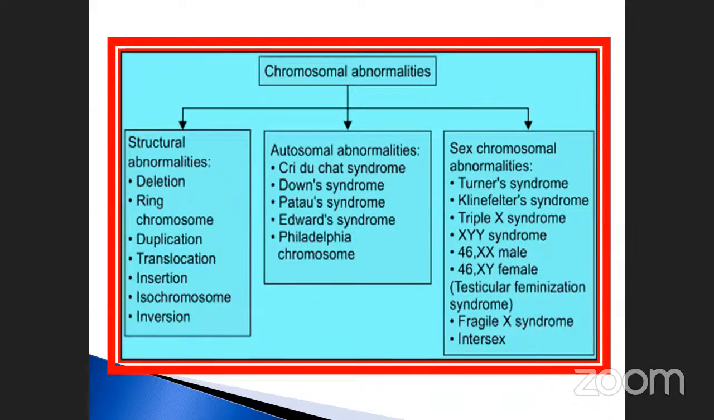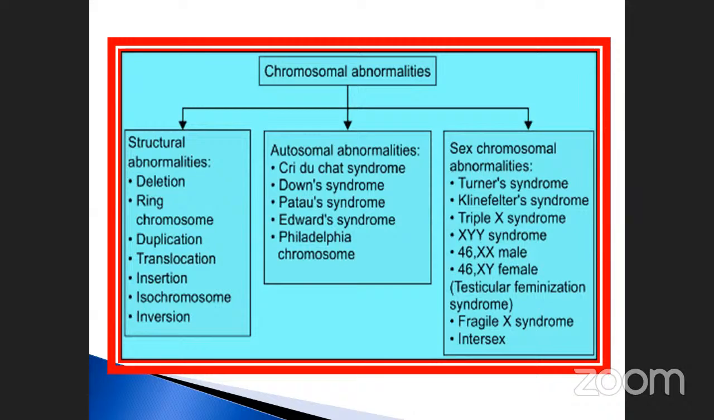So that is the given. Cri-du-chat syndrome, Down syndrome, Patau's syndrome, Edwards syndrome, and Philadelphia chromosome: these are all autosomal abnormalities. Note it down, my dear. Autosomal means only for the somatic cells, and sex chromosome means XY related.